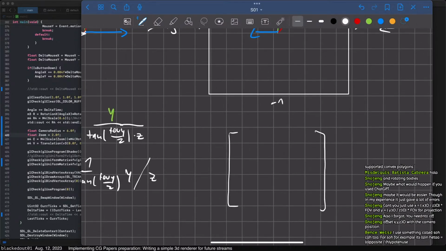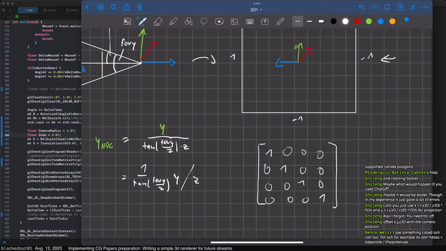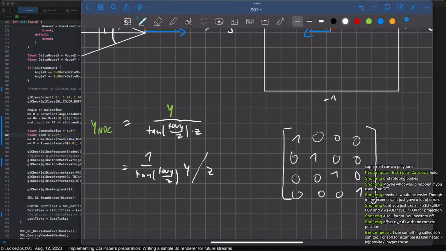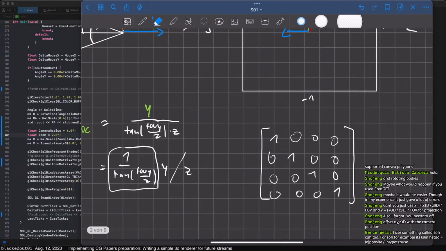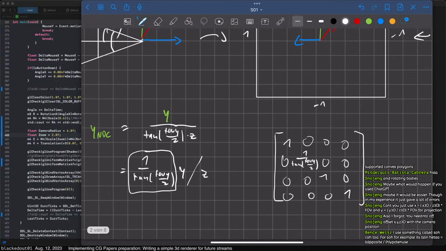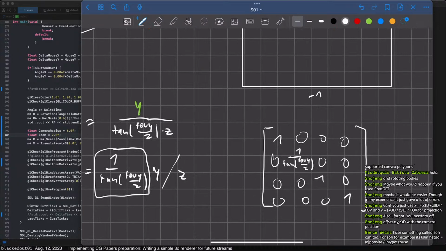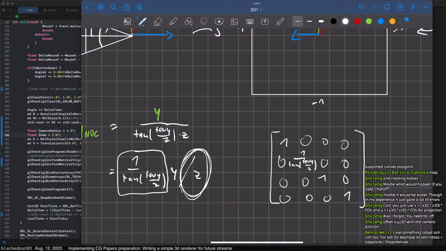Let's think about this. So the projection matrix, initially it might look something like this. And now we already have the scaling factor for our y. So this is the scaling factor for our y. We can write this down here: 1 over the tangent of field of view y halved. The only problem is now that we need to divide by z.